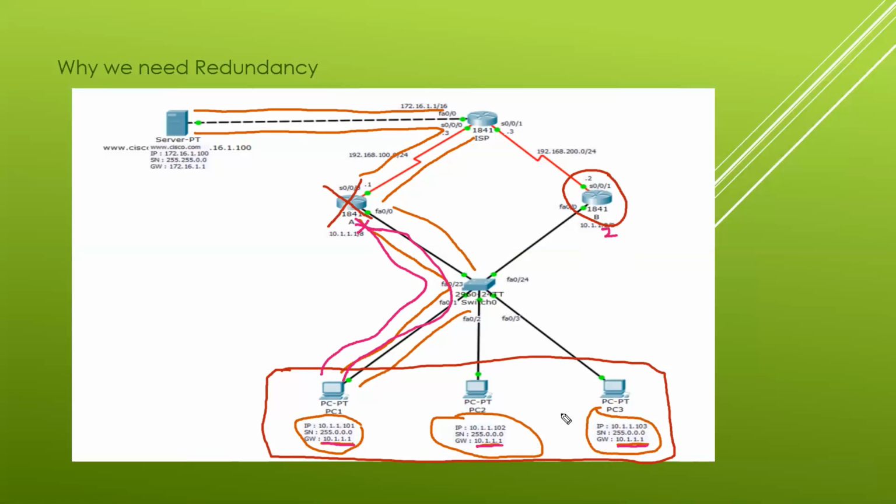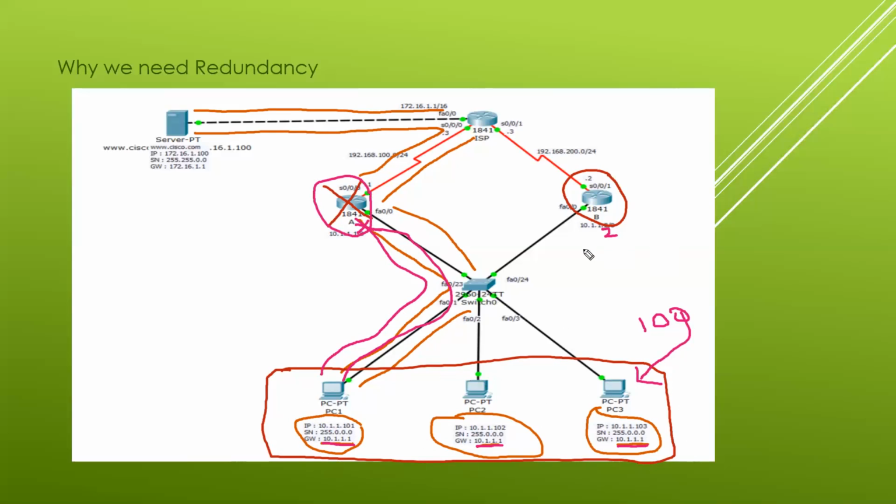But the problem is, let's assume that you have 100 PCs, 100 users over here. What will be the scenario? What is the administrative task? Let's assume you configured all 100 users with gateway 2, and after we fix this router, we are going to change it again. This is a very hectic job for the network admins. For this reason, we are going to take help of the redundancy protocols.